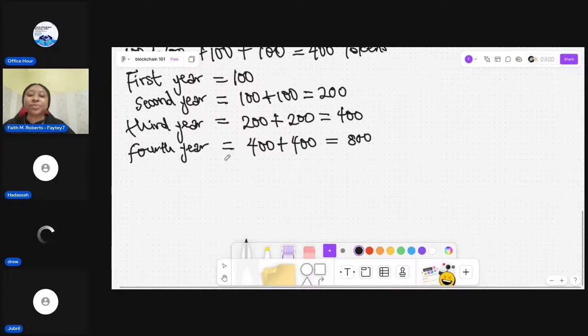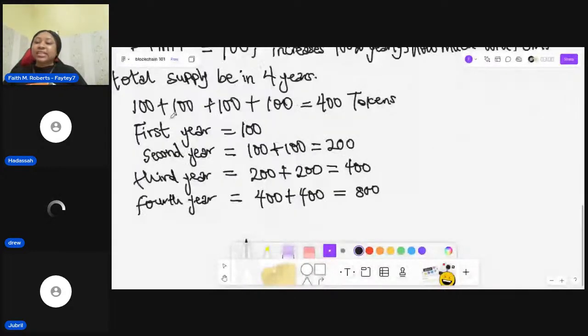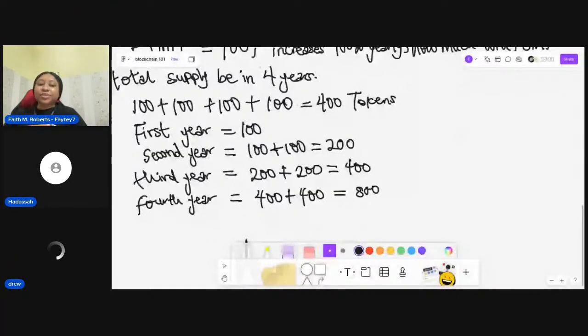Now, what just happened here? What just happened here is that using this method, we have said that the first year nothing happened. There was no token increase. So we have only 100. The second year we did 100% on the first year and you got 200. The third year you did 100% on the second year and you got 400. While the fourth year you did 100% on the 400 and get 800.